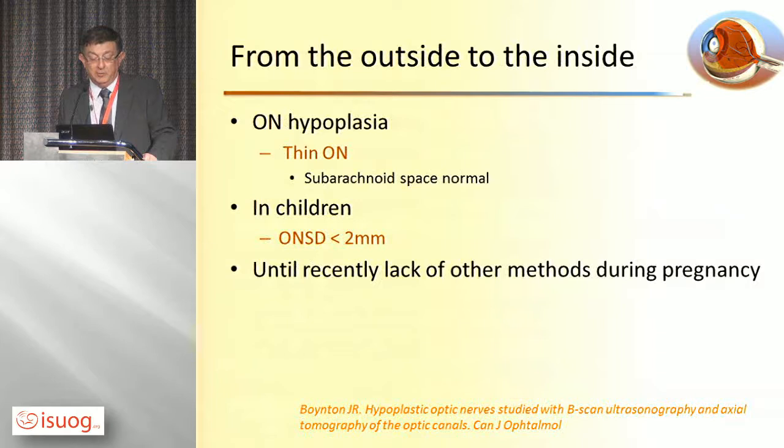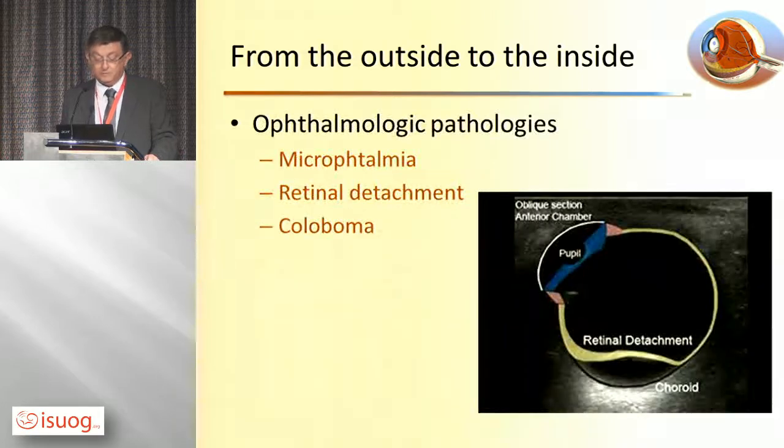If we have optic nerve hypoplasia, we'll have a thin optic nerve with a normal subarachnoid space. In children, we know that the optic nerve sheath should be around 2 millimeters. And there are no described methods to measure it during pregnancy. Also, when we look at the eye, you need to remember that you can find other pathologies such as microphthalmia, retinal detachment, or colobomas.